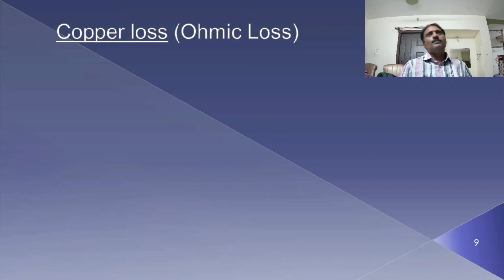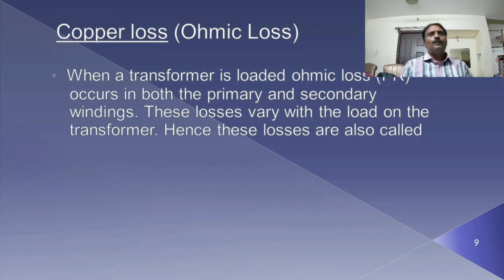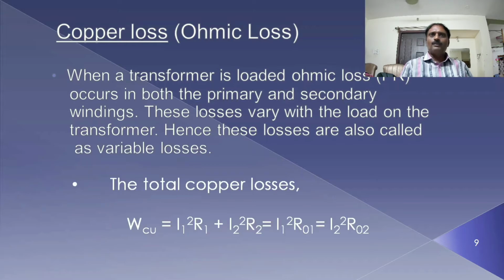Now let us go for the copper loss or ohmic loss. This is one of the important things that we have to discuss here. The copper loss is also known as ohmic loss because these losses are experienced because of the resistance of the windings. The formula for calculating copper loss is the square of the current multiplied by the resistance value, considering the primary and secondary windings. These losses vary as the load varies. Hence these are known as variable losses. The total copper losses can be given as I1 square multiplied by R1 plus I2 square multiplied by R2, that is the primary winding copper losses plus the secondary winding copper losses.